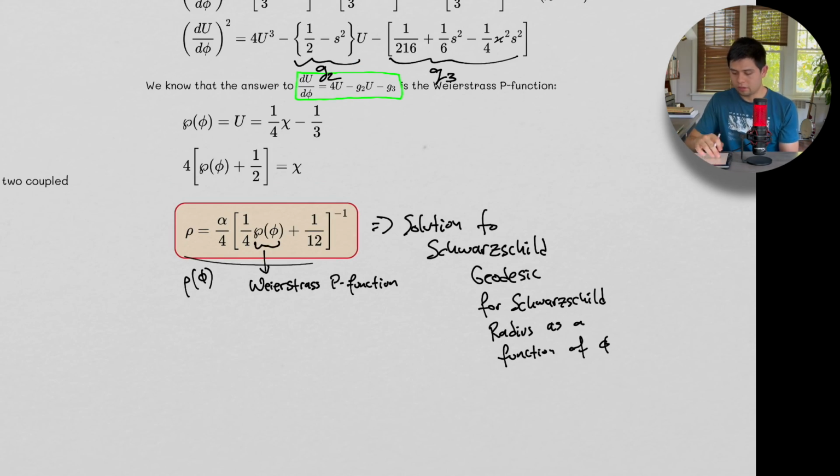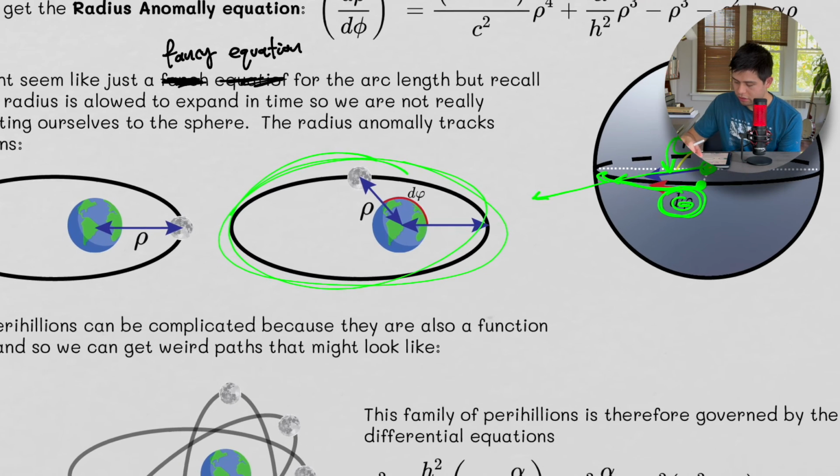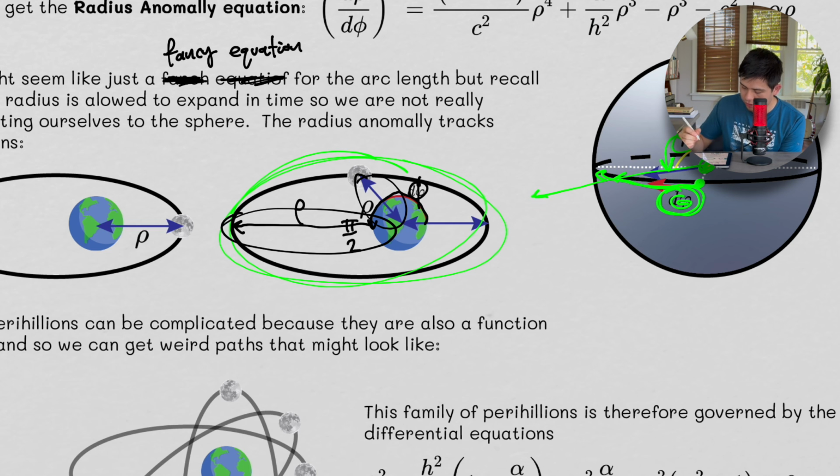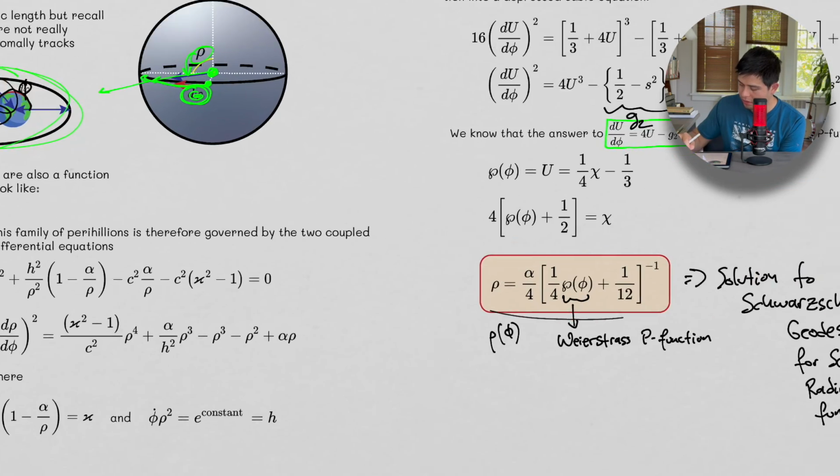So in other words, we can go back to this picture. If I tell you what the azimuthal angle is, I can calculate what rho is. If the azimuthal angle is pi over 2, well, we'll get rho as being this here. That radius, that Schwarzschild radius.